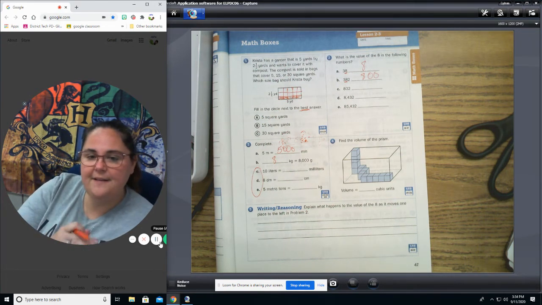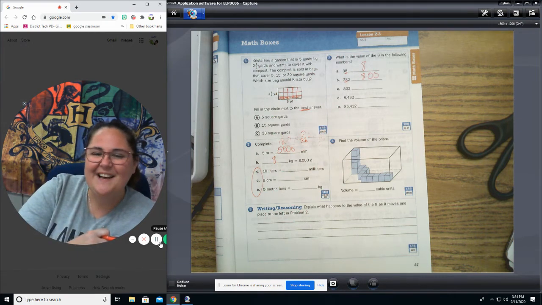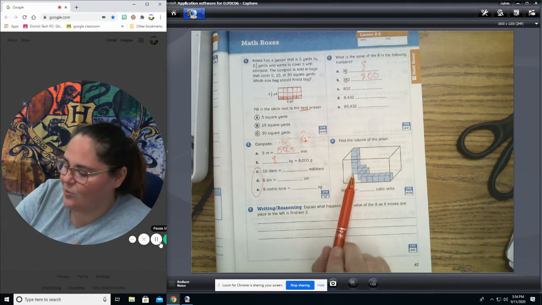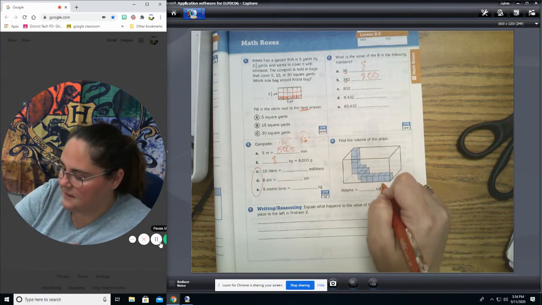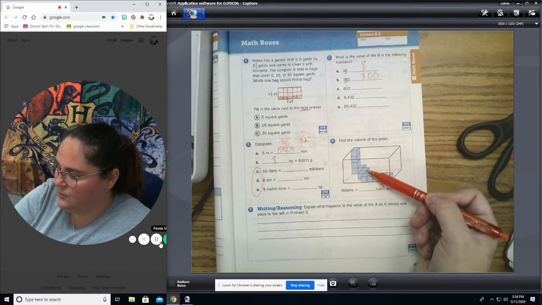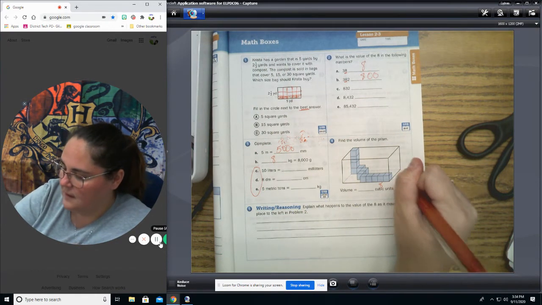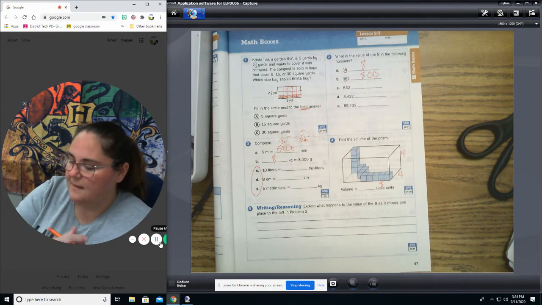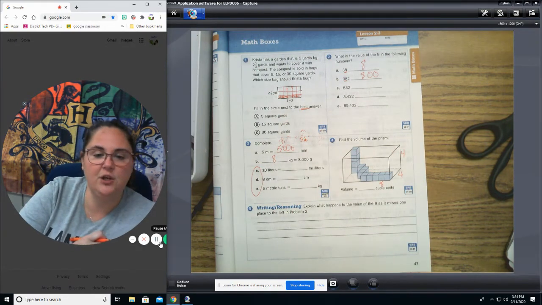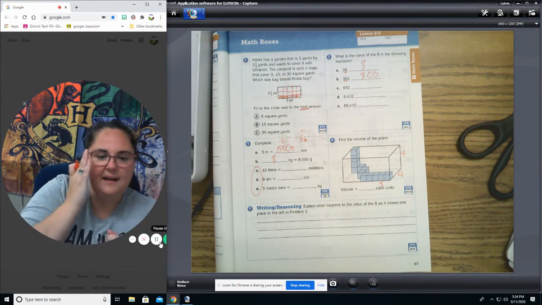Awesome. Finally, find the volume. Well, not finally, almost. Find the volume of the prism. So I'm going to do 1, 2, 3, 4, 5, 6, 7, 8 times 1, 2, 3, 4 by 1, 2, 3, 4. Find your volume. Don't forget to write cubic units.